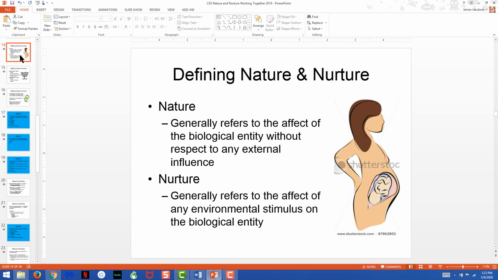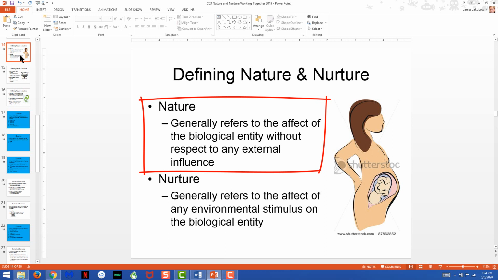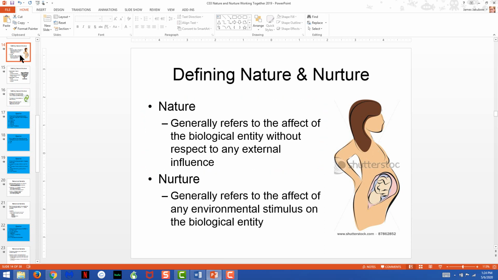working together. And we have to get into the definitions of nature and nurture a little more clearly and figure out where they came from and what exactly they mean. When we define nature and nurture, the traditional view of nature and nurture are seen on this slide here. Nature generally refers to the effect of the biological entity without respect to any external influence. The idea being that it's something like your genes or a biochemical activity inside your head that is completely unaffected by the environment, and that it has kind of a one-way street influence on your development overall.